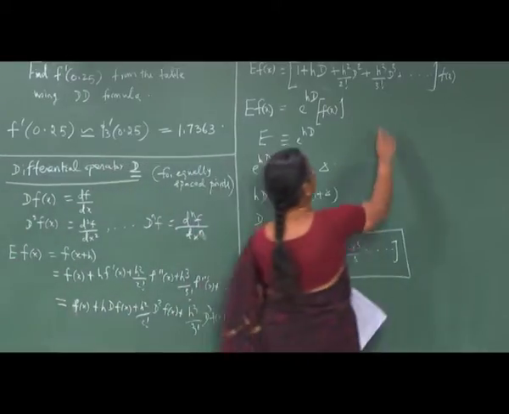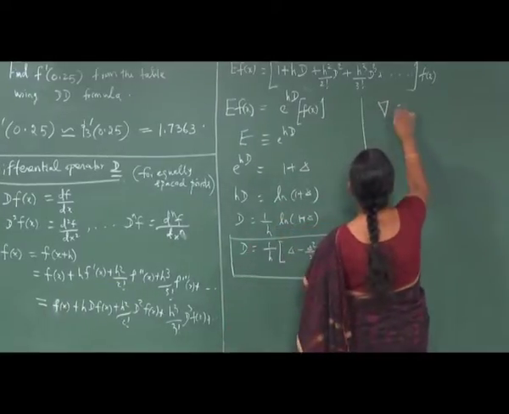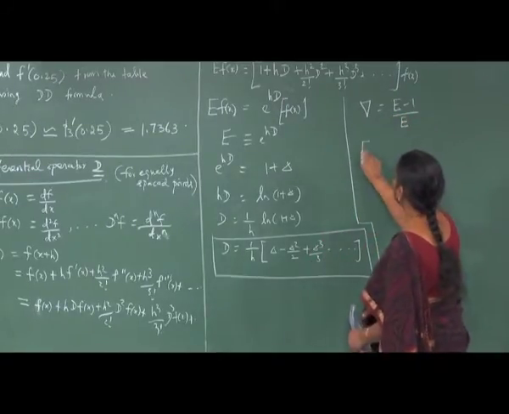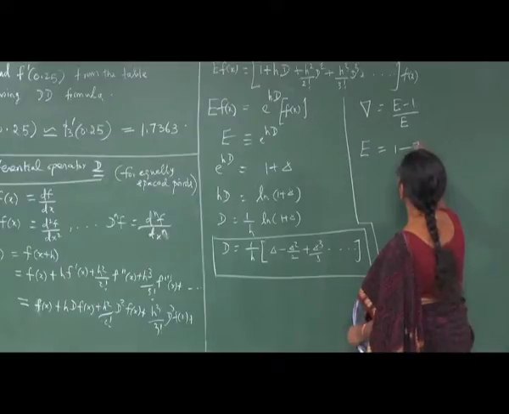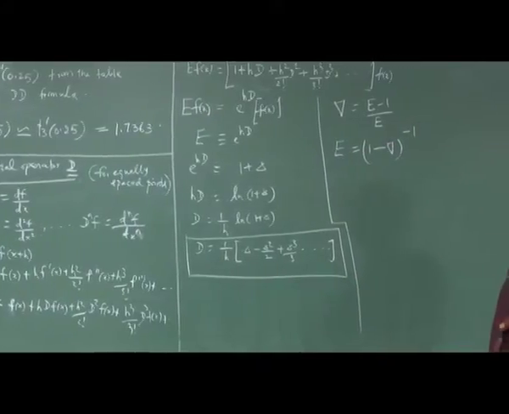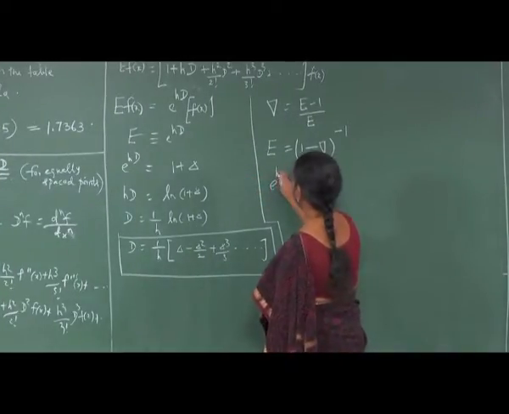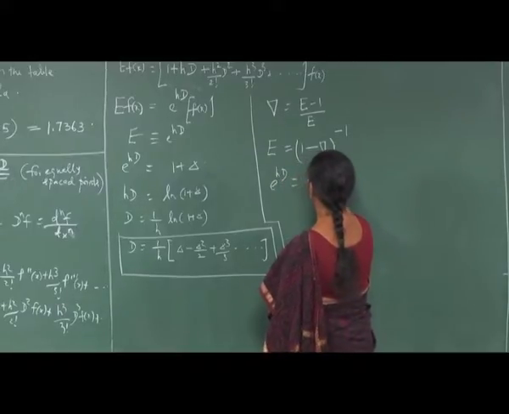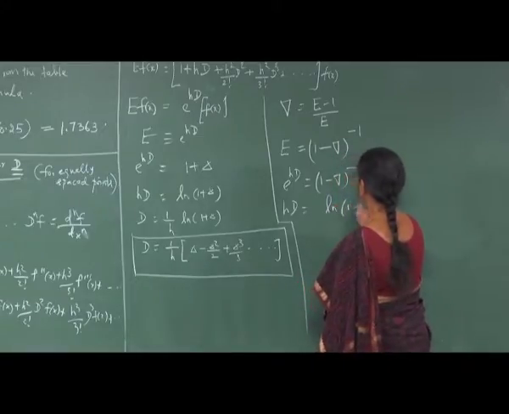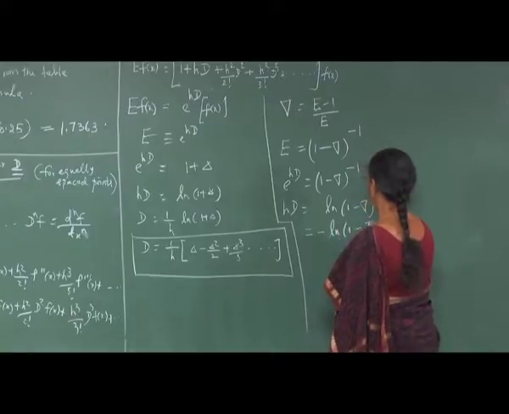We also have obtained the relationship that connects Δ with E, that is, Δ = E − 1, or I can give E in terms of the backward difference operator as (1 − ∇)^(−1). So, if I substitute that, e^(hD) is (1 − ∇)^(−1). So, hD will be log (1 − ∇)^(−1), so minus log(1 − ∇).